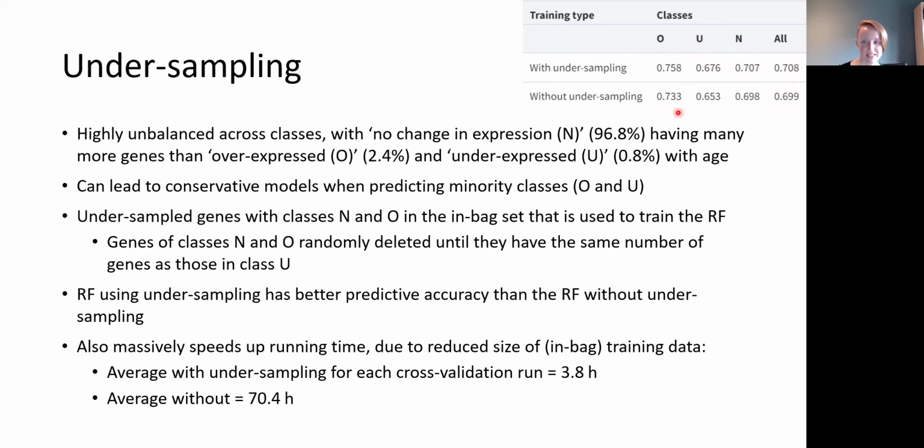Another benefit of this: even though it hasn't necessarily improved these by a crazy amount, it has also massively sped up the running time. Because you're reducing the size of the training data when using undersampling, each cross-validation run took 3.8 hours as opposed to 70.4 hours when you don't use this. So obviously a massive difference in the amount of time it took to train the model, which in itself is probably enough to justify this, particularly when it's also improving the accuracy of the model overall.